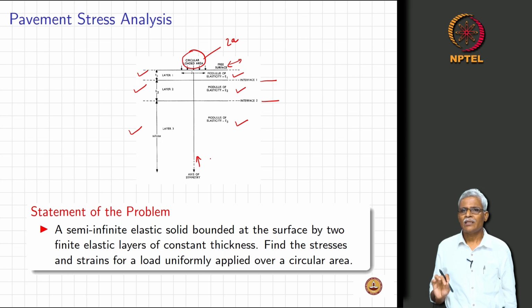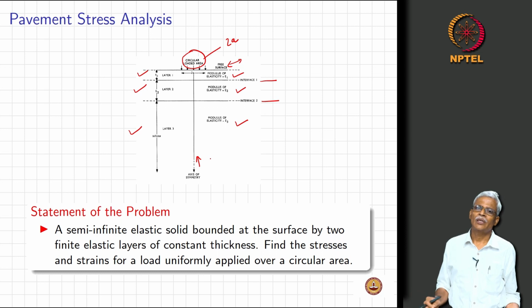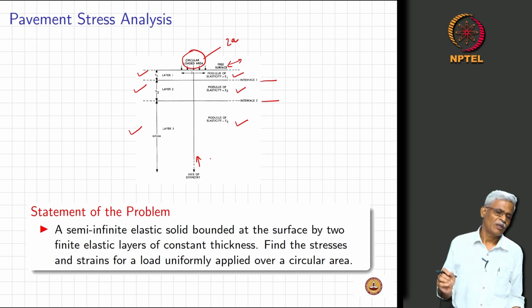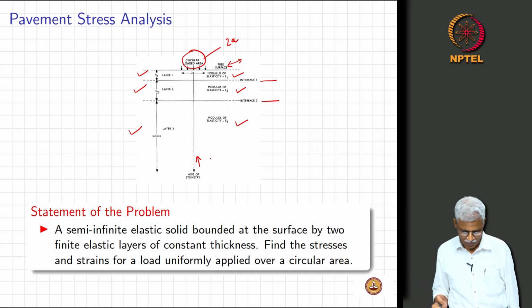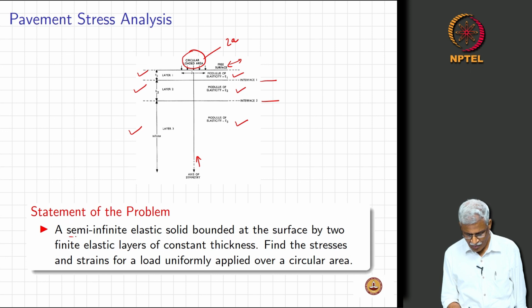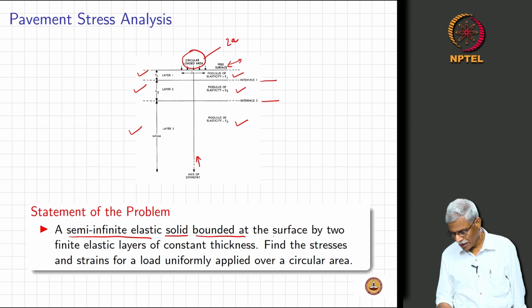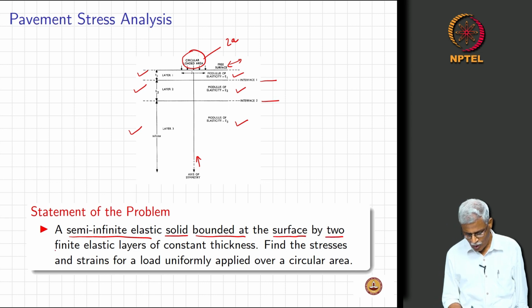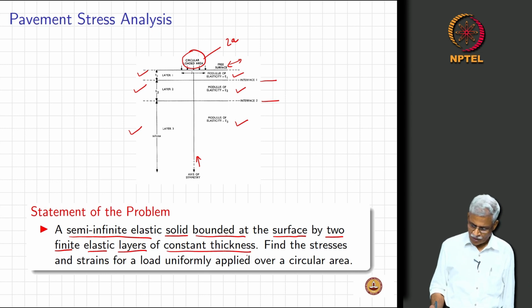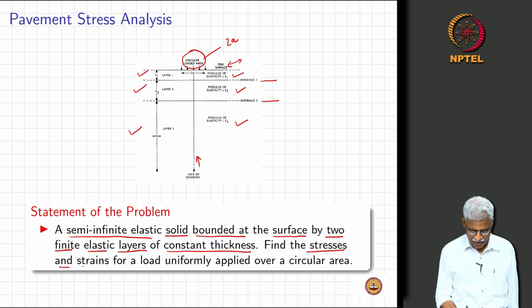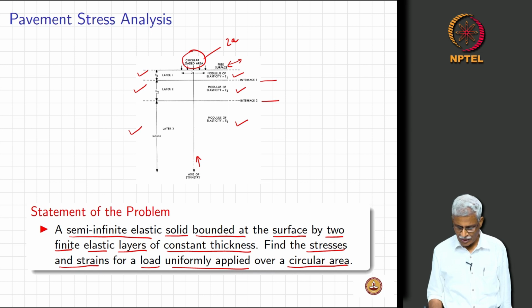Now, what exactly is the statement of the problem? If you are watching this video, I suggest you take your notebook, and this is what I insist when I teach this course face to face, write this statement. This is a semi infinite elastic solid bounded at the surface by 2 finite elastic layers of constant thickness. Find the stresses and strains for a load uniformly applied over a circular area.